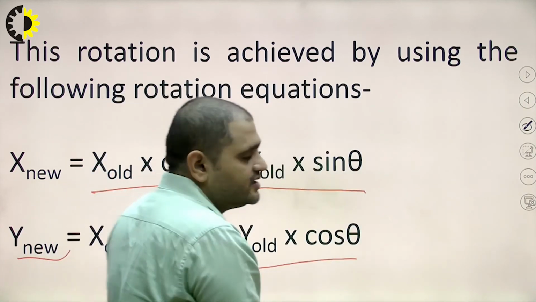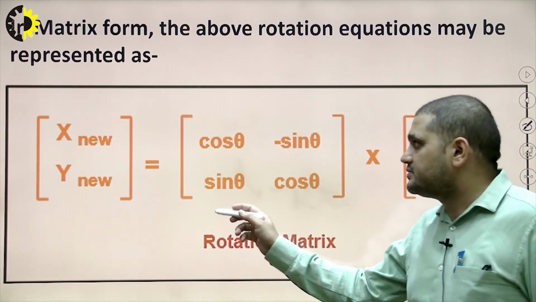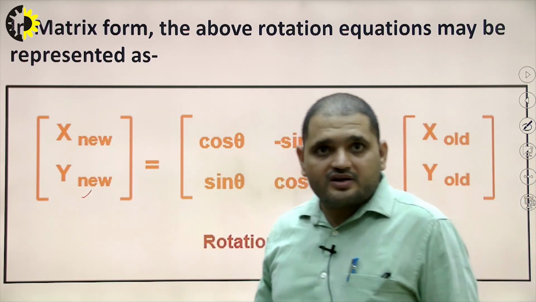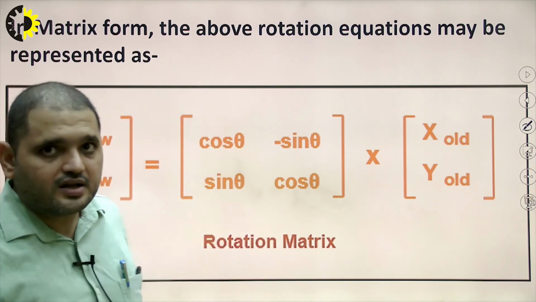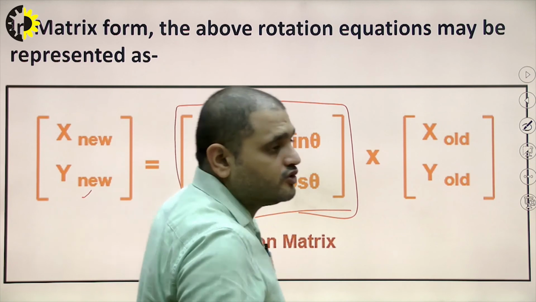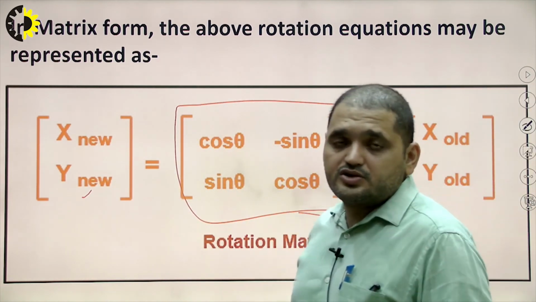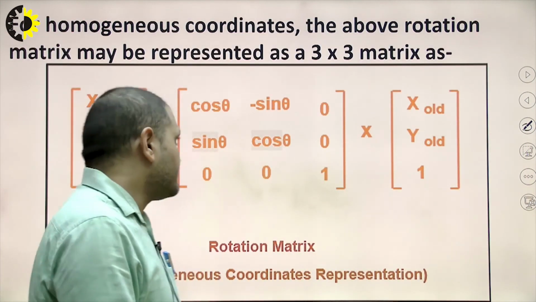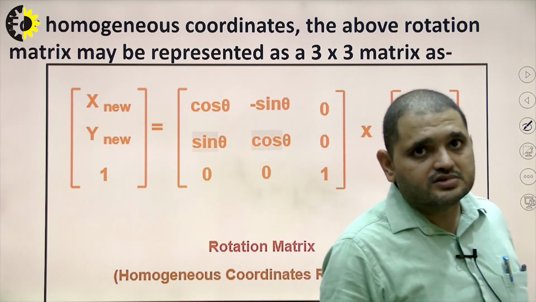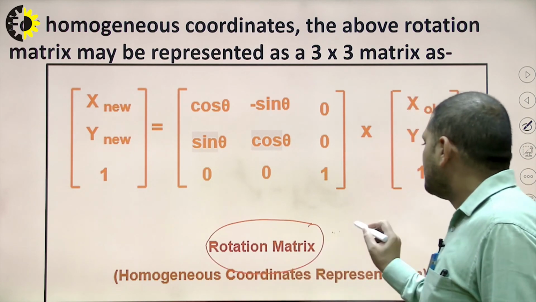We can represent this in the form of a matrix, which we call the rotation matrix: cos theta, minus sin theta, sin theta, cos theta. This is the new transformation matrix when we do rotation. For the 2D homogeneous case, x new, y new, 1 equals cos theta, minus sin theta, 0, sin theta, cos theta, 0, and 0 0 1. So this is the rotation matrix for the 2D plane.